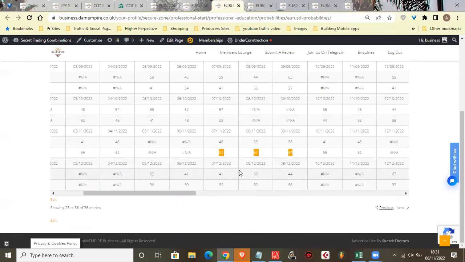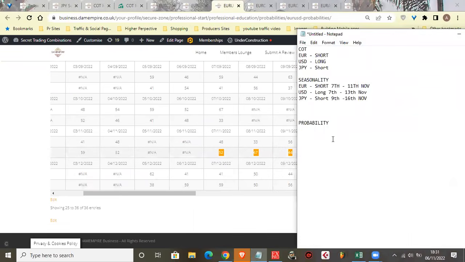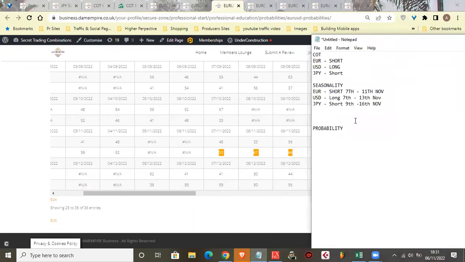In this scenario, Euro USD, for example, it's not 3 days, but we have 2 days. So I can still trade this, but the risk is going to be slightly higher. So Euro USD, we go short.